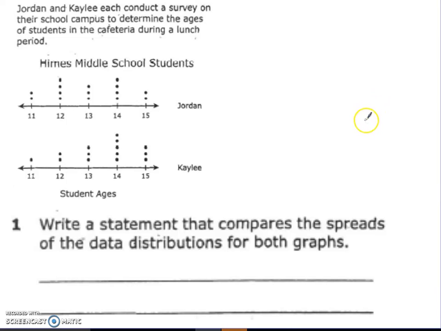Jordan and Kaylee each conduct a survey on their school campus to determine the ages of students in the cafeteria during a lunch period. Here's the data for Jordan, here's the data for Kaylee. Write a statement that compares the spreads of the data distribution for both graphs. Remember, spread is a keyword for range. So range is the largest number minus the smallest number.